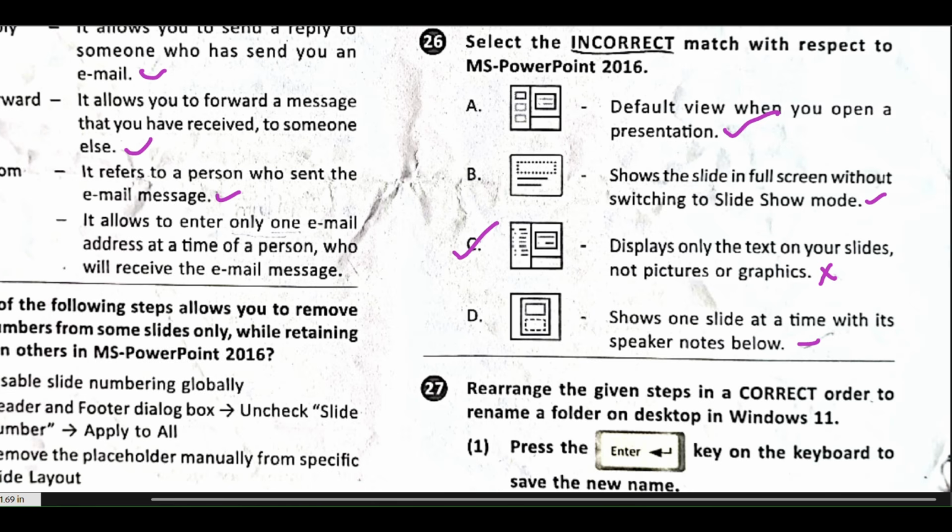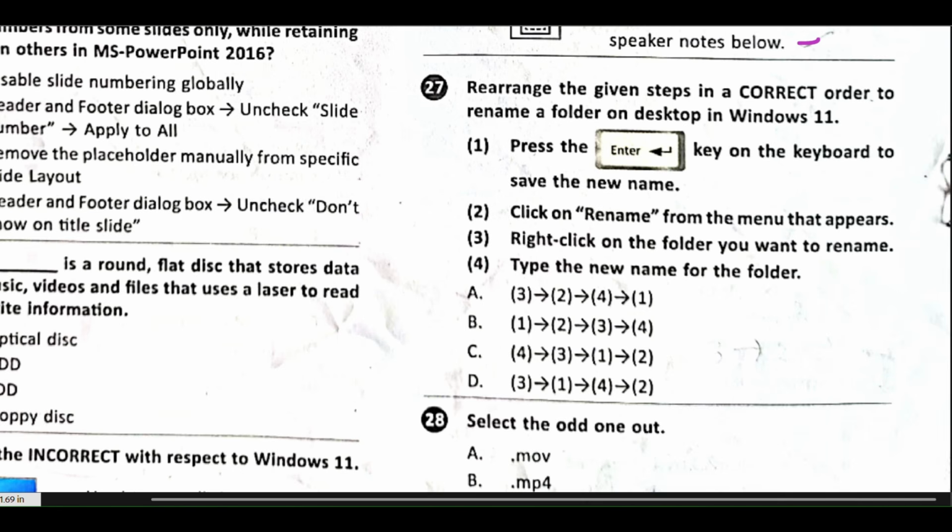Question number 27. Rearrange the given steps in the correct order to rename a folder on desktop in Windows 11. 1. Press the enter key on the keyboard to save the new name. 2. Click on rename from the menu that appears. 3. Right click on the folder that you want to rename. 4. Type the new name for the folder.